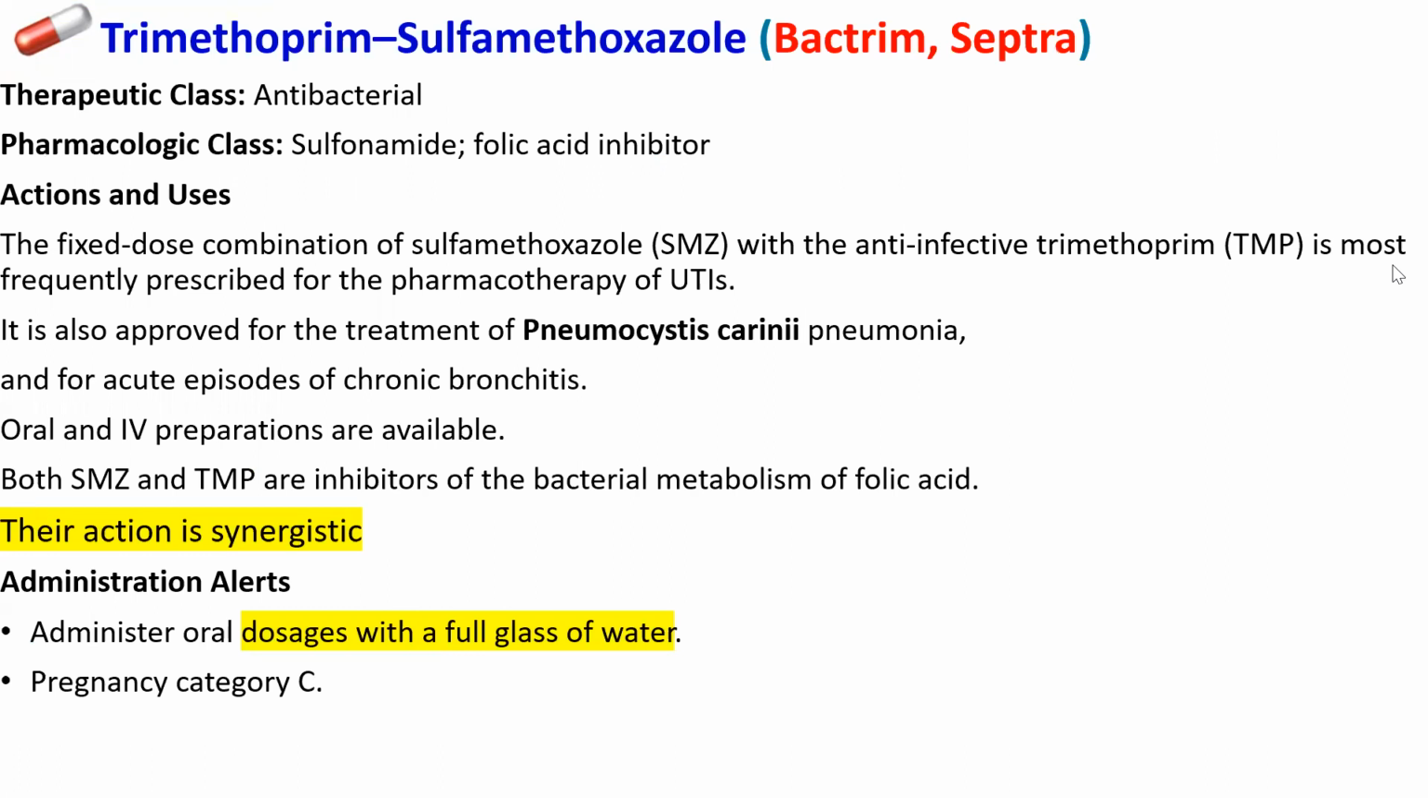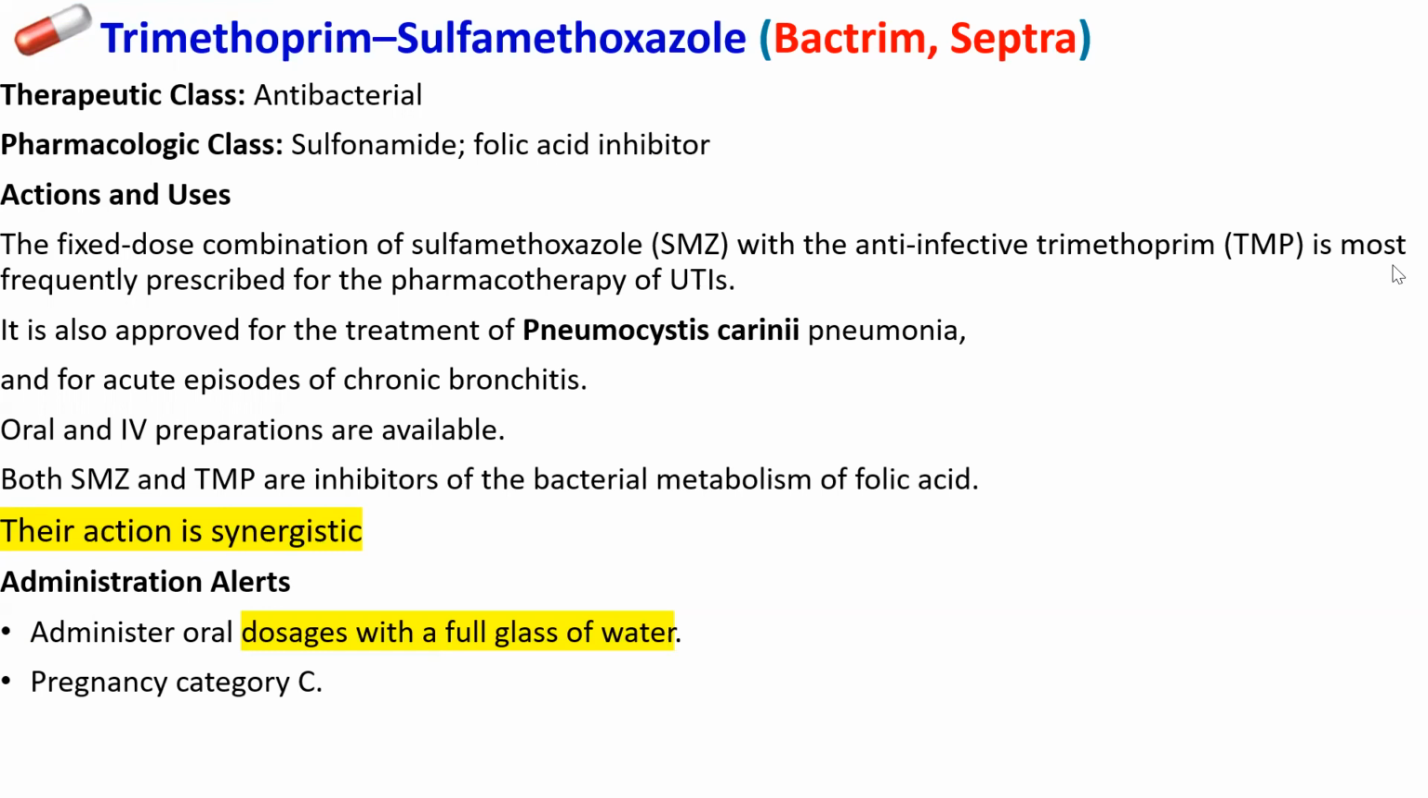So the actions and uses: the fixed dose combination of sulfamethoxazole. This is the prototype drug for the sulfonamides, trimethoprim sulfamethoxazole, which is Bactrim or Septra brand name. It's the combination of two medications, trimethoprim and sulfamethoxazole. The fixed dose combination of the sulfamethoxazole with the anti-infective trimethoprim is most frequently prescribed for treating patients with a UTI.